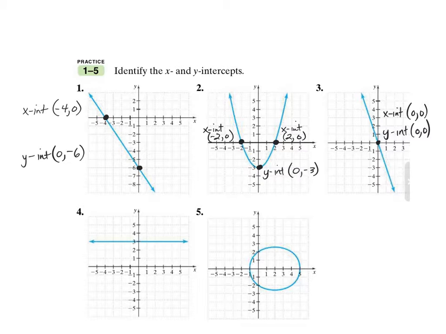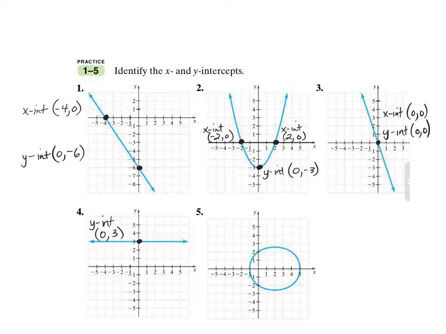Now look at number 4. Number 4 only has one intercept. It doesn't intersect the x-axis at all. It only intersects the y-axis at that point. So the y-intercept is 0 and 3.